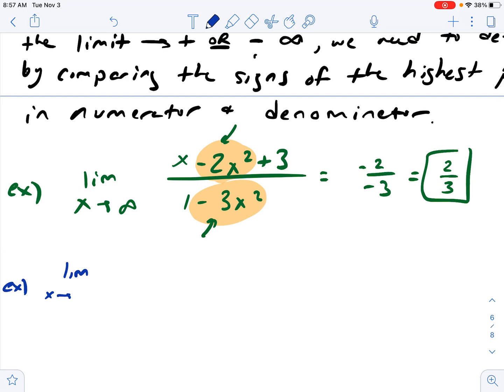Okay, let's look at the limit as x approaches negative infinity of x minus x to the 4th over 5 plus x cubed.